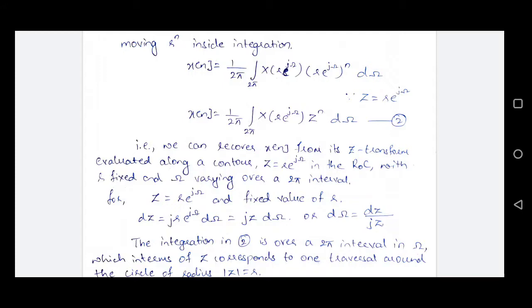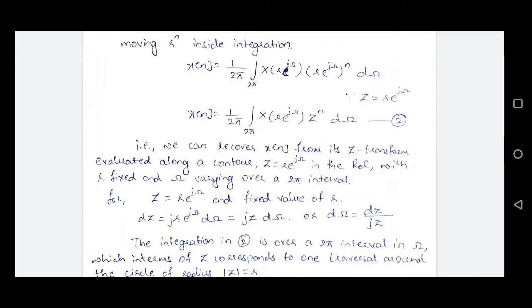Now n has been taken common, integration with respect to omega, and we know that r e to the power j omega will be z in the Z transform. So using that, x of n will be equal to 1 divided by 2 pi, integration over 2 pi, X of r e to the power j omega, z to the power n, integration with respect to omega. Now this means we can recover the discrete time sequence x of n from its Z transform, which is evaluated along a contour z equals r e to the power j omega.